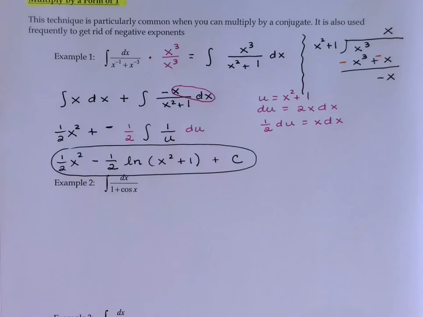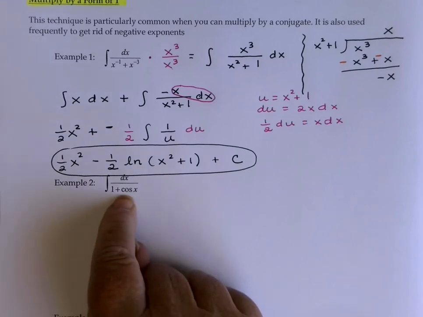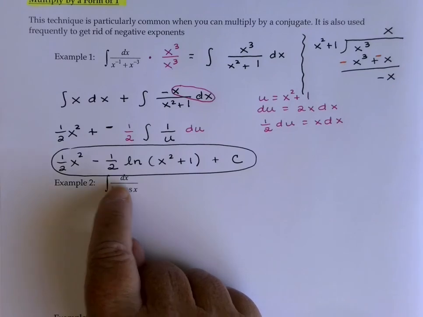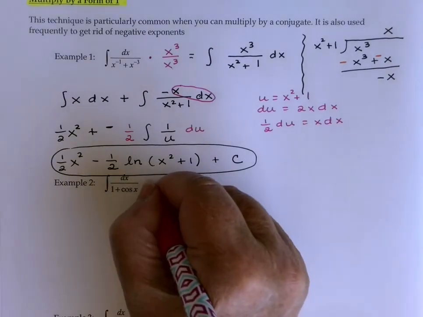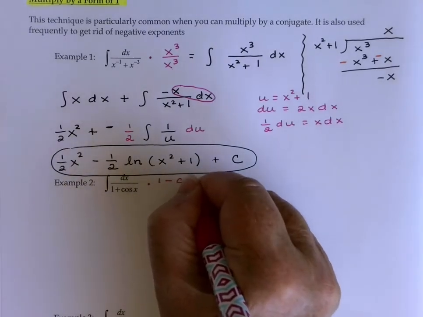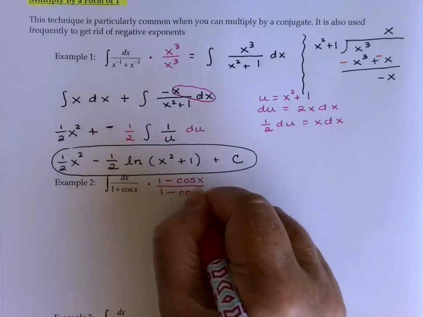Example 2. Here's an example where we really do have a good conjugate. I know I can't do this directly because if I let u be that denominator, the derivative is minus sine x, and I don't have a sine x in here anywhere. So u substitution won't work, or at least not yet. Instead, I'll multiply by a form of 1, specifically the conjugate of the denominator, 1 minus cosine x. Let's just see what happens.